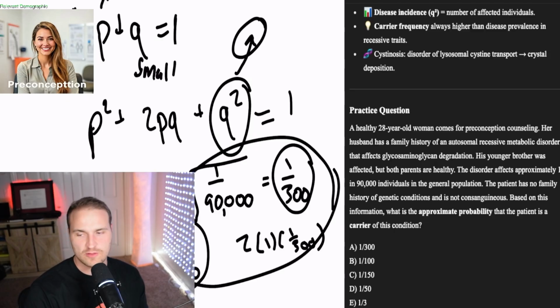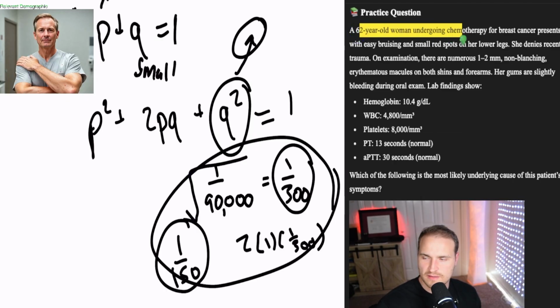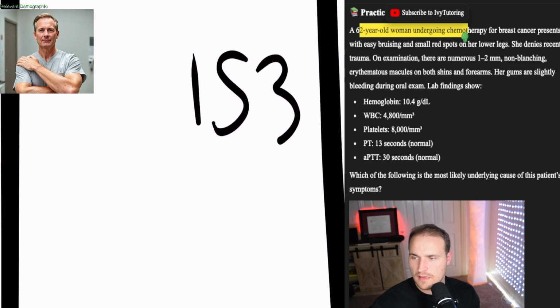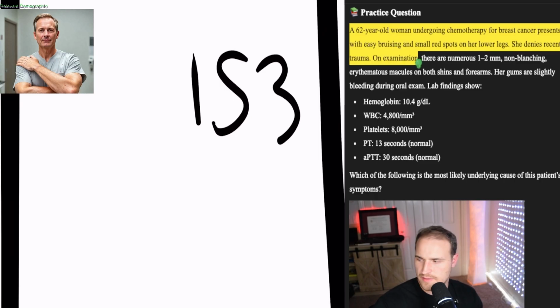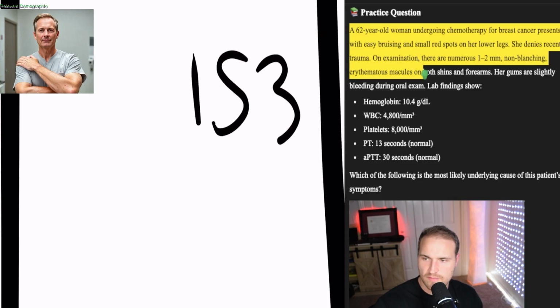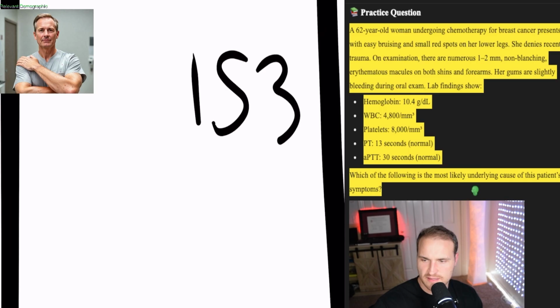That's Hardy-Weinberg equilibrium. Okay, here we have a 62-year-old woman, could also be a man, hence the relevant demographic. Undergoing chemotherapy for breast cancer, presents with easy bruising and small red spots on her lower legs. She denies recent trauma. On examination, there are numerous 1 to 2 millimeter non-blanching erythematous macules on the shins and forearms. Her gums are slightly bleeding during oral exam. Which of the following is the underlying cause of these symptoms?